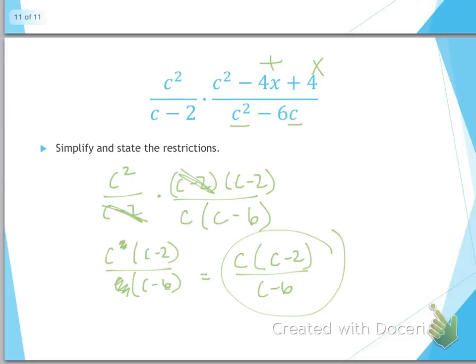My restrictions are a little weird this time. So I go back to this before I started canceling. I don't want it to equal 2 or 6. I also don't want it to equal 0 right here. Because if I plug a 0 in for that c right here, I'm automatically going to get a 0 in the bottom, because anything times 0 is 0. So anytime it's just the letter, you're going to have it to be represented by 0 in this situation.